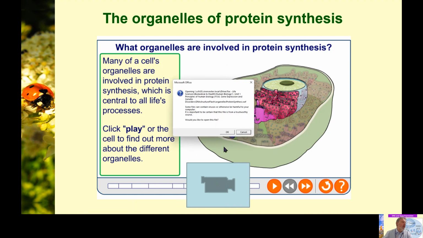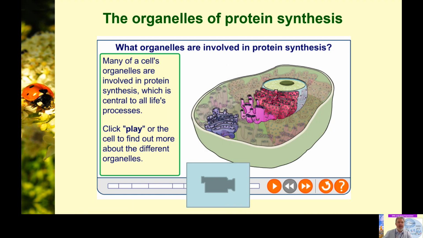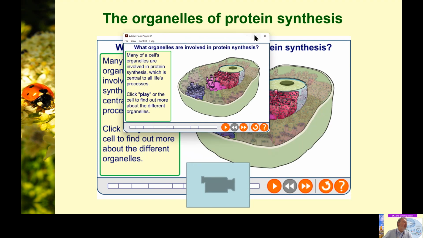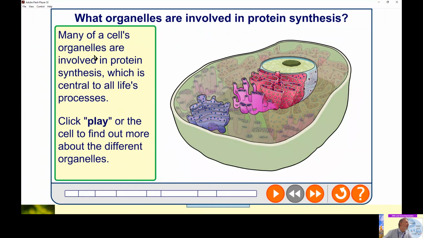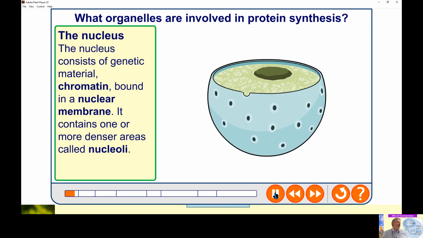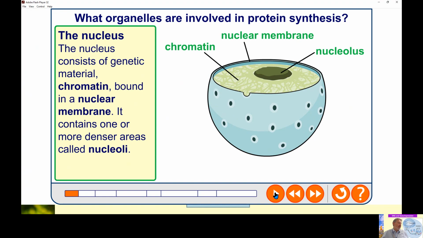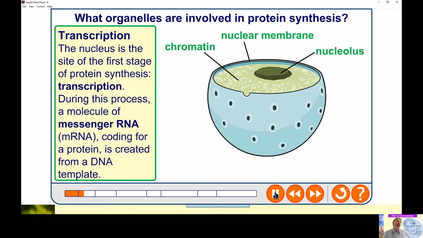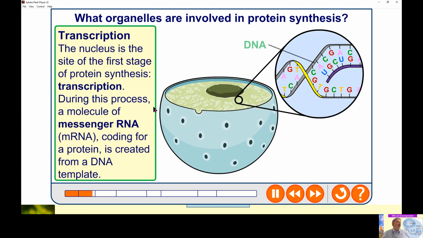And we have a nice little animation of this. So hopefully this animation will open up. Okay, and I can put it over here, and you can see this animation. Many of the cells are involved in protein, which is central to all life processes. Click play. So the nucleus consists of genetic material bound in the nuclear membrane. It contains one or more dense areas called nucleoli. So here's the transcription happening. We open up the DNA.